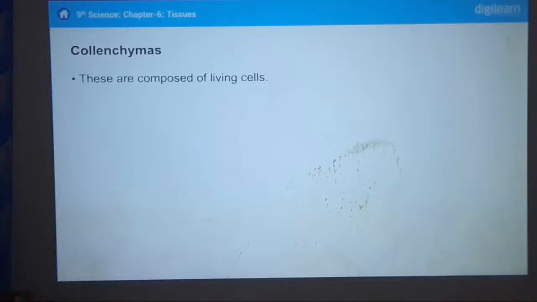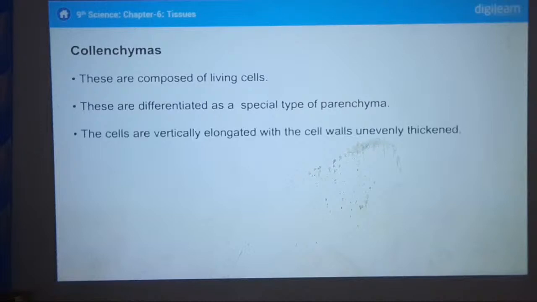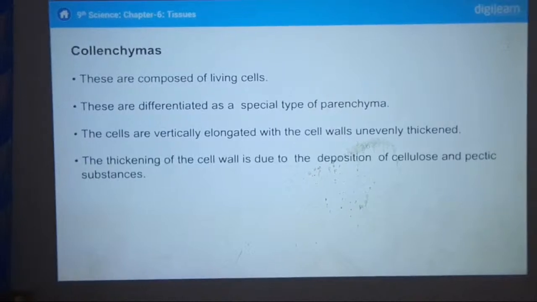Collenchyma. These are composed of living cells. These are differentiated as a special type of parenchyma. The cells are vertically elongated with the cell walls unevenly thickened. The thickening of the cell wall is due to the deposition of cellulose and pectic substances. There are no intercellular spaces.